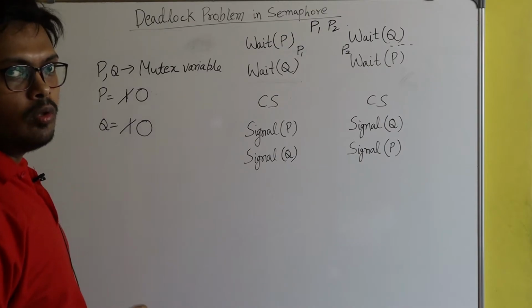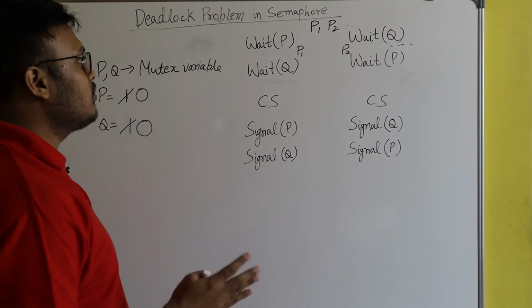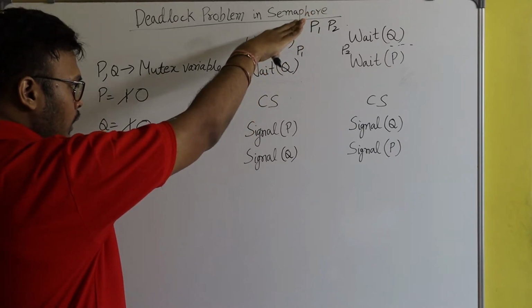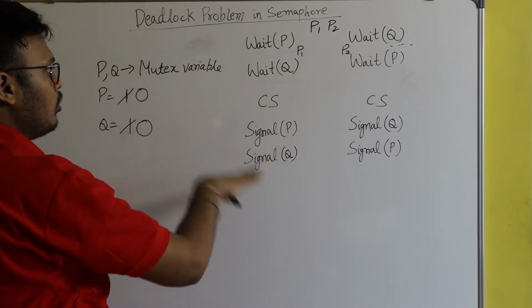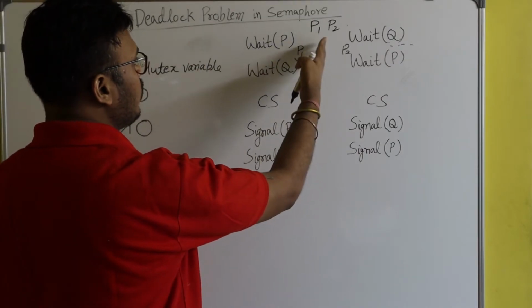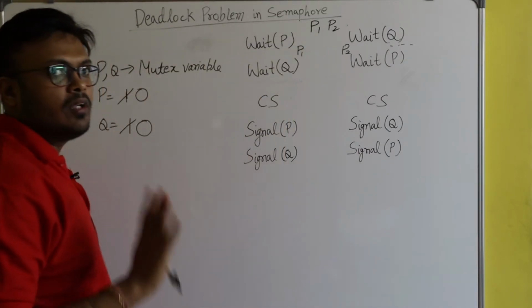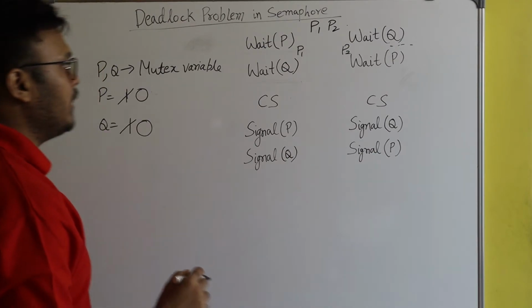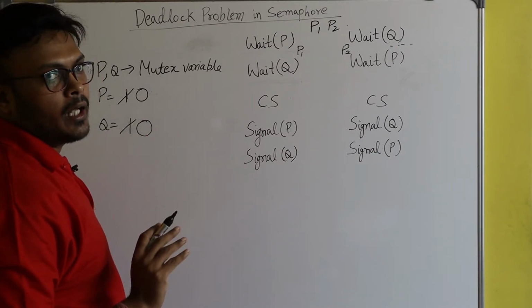So here you notice one thing, everything was fine when process P1 fully completed these codes. After that, if the CPU was given to process P2, then everything was fine. Then there was no deadlock. But when the context switching happened, then the problem arose.